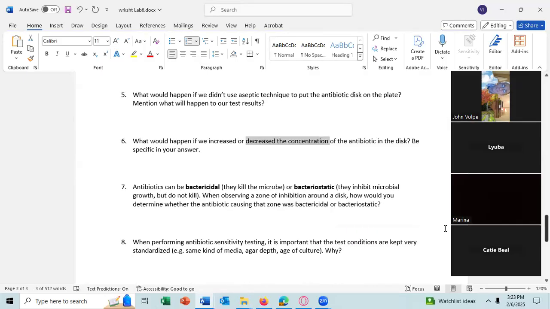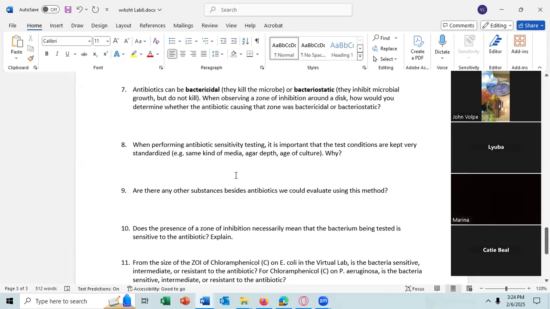7, antibiotics can be bactericidal, they kill the microbe, or bacteriostatic, they inhibit microbial growth but do not kill the bacteria. When observing a zone of inhibition around a disc, how would you determine whether the antibiotic causing the zone was bactericidal or bacteriostatic? I'll warn you, this is a thinking question, and students often get this question wrong the first time, but most students do get it correct the second time the lab is graded. So this is a difficult question if you think and try to answer it. Any question about that? All right.